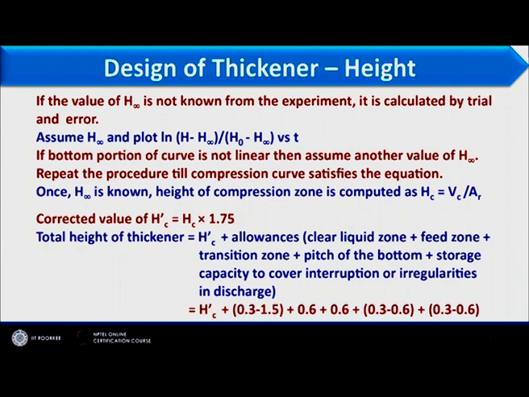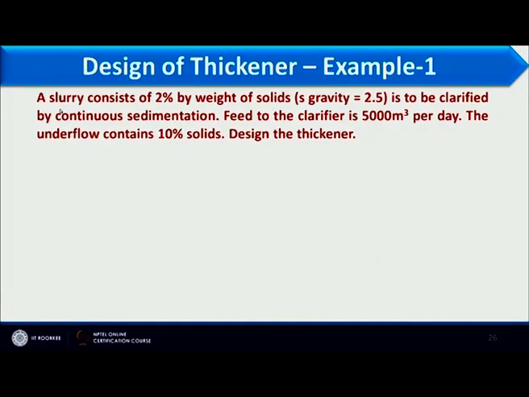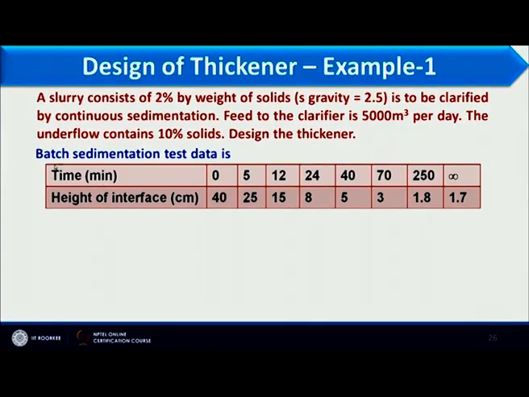Now here we have illustrated the design of a thickener through an example. A slurry consisting of 2% by weight of solid, which has specific gravity 2.5, is to be clarified by continuous sedimentation. Feed to the clarifier is 5000 meter cube per day. The underflow contains 10% solid. For this system, we have to design the thickener. The batch sedimentation test data is available in this table. You can see here we have time as well as height of interface. This data is available to us.